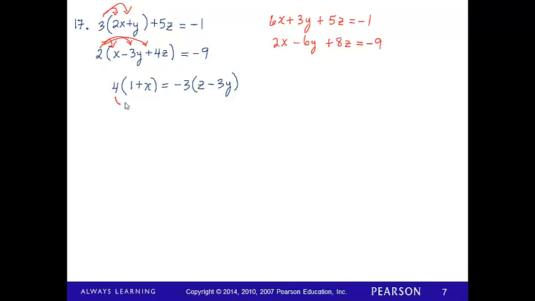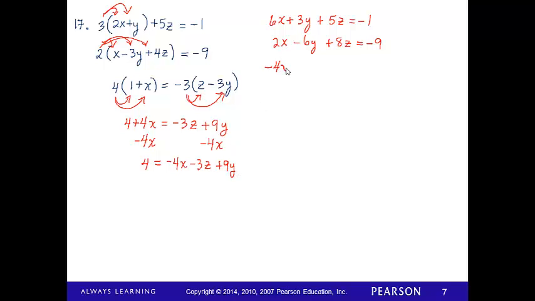And then for the last one, we're going to distribute the 4 as well as the negative 3. So I'm going to do that work down here because I have more steps to do. So it's 4 plus 4x equals negative 3z plus 9y. Now I need to get the x, the y, and the z on the same side. So I could subtract 4x on both sides. And I end up with 4 equals negative 4x minus 3z plus 9y. So I can write it as negative 4x minus 3z plus 9y equals positive 4. And this becomes our system.